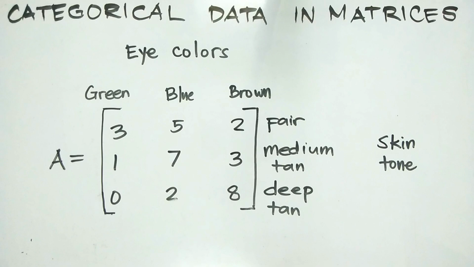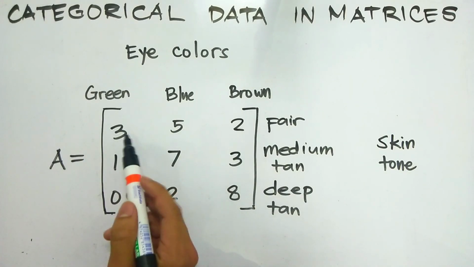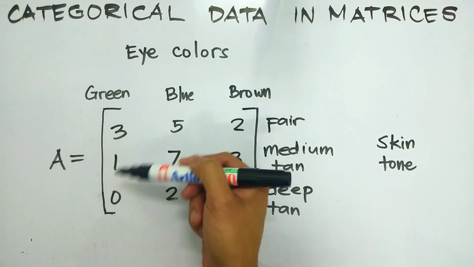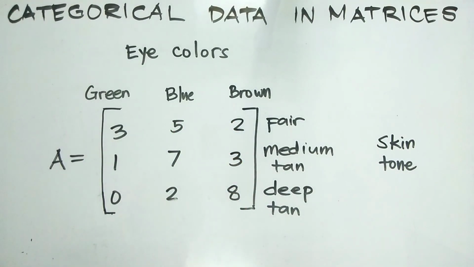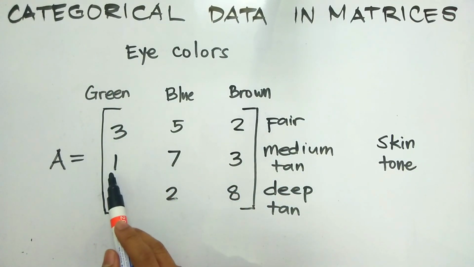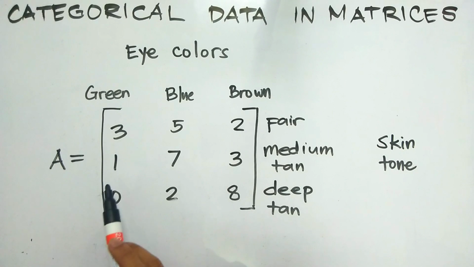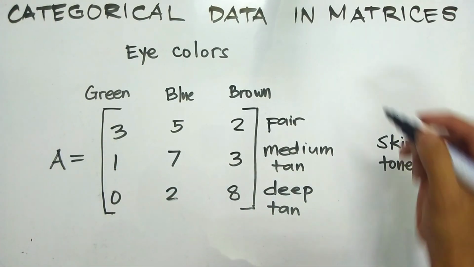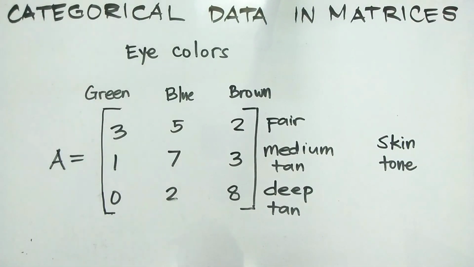And if you are asked how many students have green eyes, for the students with green eyes, that is just the summation of these 3 values. 3 plus 1 plus 0. 3 students with green eyes that have fair skin tone, 1 student that has green eyes and medium tan skin tone, and 0 students which have green eyes and deep tan skin tone. So, those with green eyes are a total of 4 students.